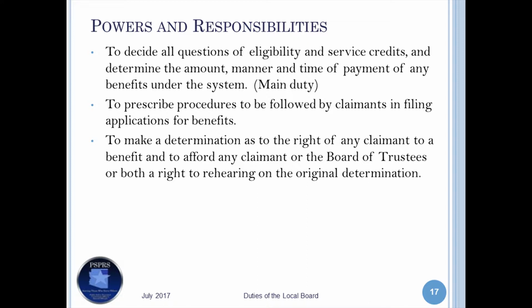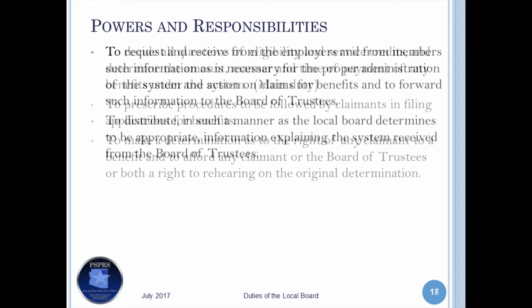Make a determination of the right to claim benefits afforded to the claimant by the Board of Trustees, or other rights of rehearings and origination determination. In other words, you may send an application to our office and we may review what you've done as a local board. We're just supposed to review it by law and ask if there needs to be a rehearing, or we'll approve it and say, let's move it on. It's that simple. And we'll talk about that more in just a minute.